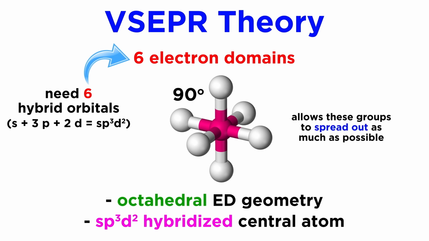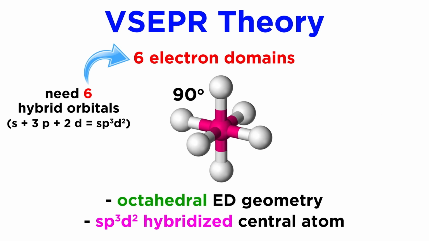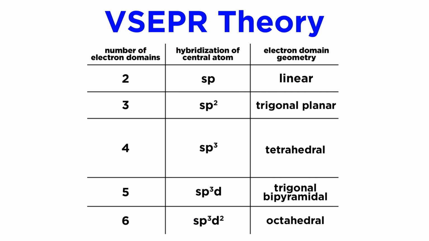Once again, each of these geometries is adopted because it allows for the electron domains to spread out in space as much as physically possible while remaining bound to some central atom. And the number of electron domains determines the number of atomic orbitals that must hybridize to generate the necessary hybrid orbitals to accommodate the bonding. This table summarizes the geometries that are dictated by the number of electron domains that surround a central atom, which correspond to a particular hybridization.